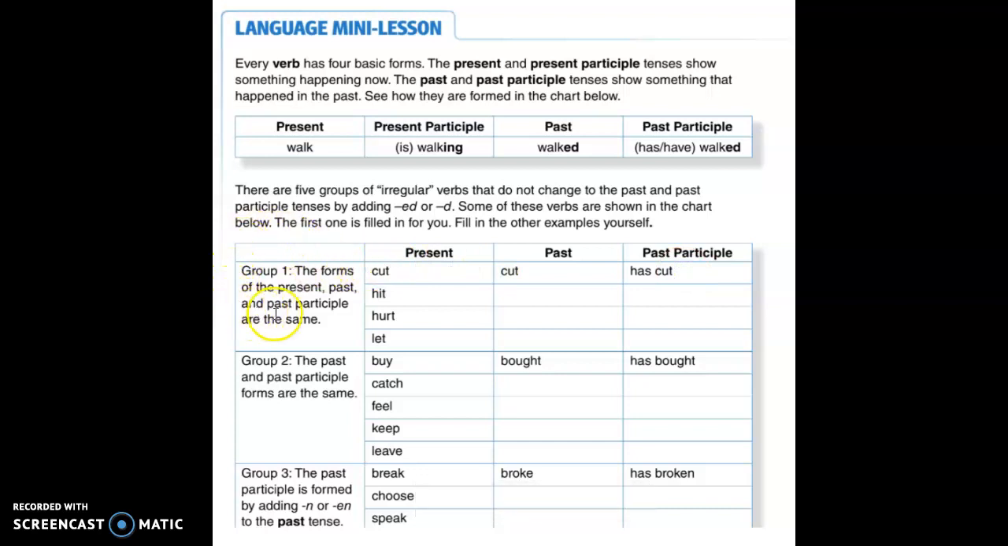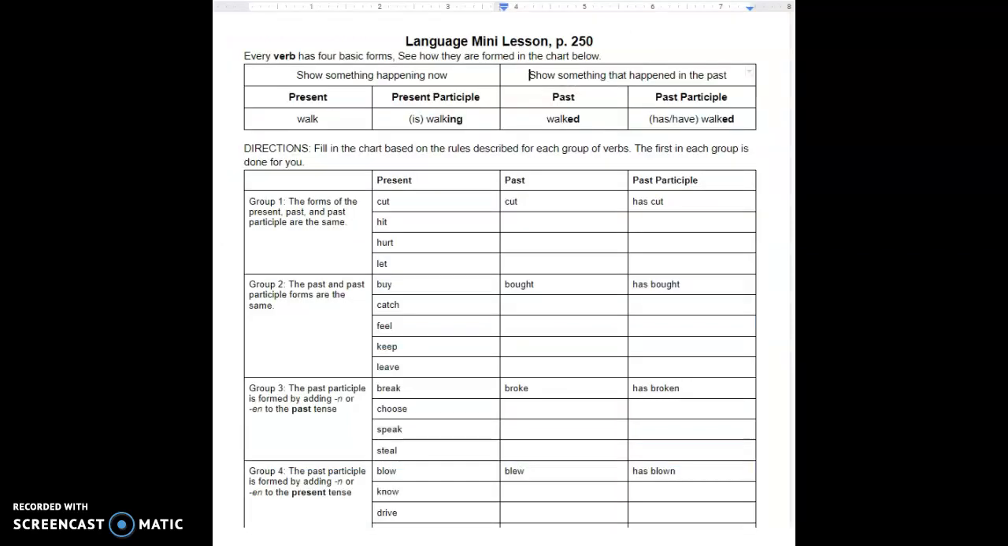So group 1, for this part I'm going to move to the Google document so I can add to it. It looks about the same. Some of the directions are shortened a little bit here, so you might want to refer to page 250 for the full directions. So this shows something that is happening now, walk, walking, and this shows something that happened in the past, walked or have walked. The has walked or have walked depends on who it is you're talking about. She has or he has, they have.